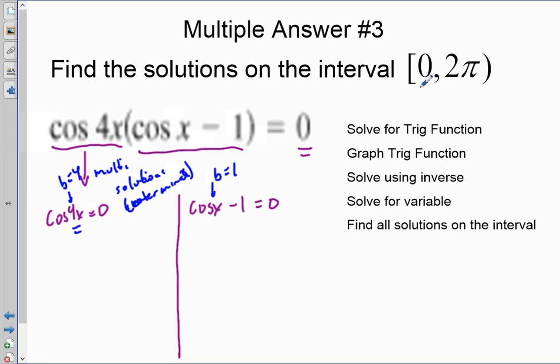Now remember, looking at the problem, we're trying to find all solutions from 0 to 2 pi. So the first step is solve for the trig function. So we're going to solve this one. We're going to get cosine of x. We're going to add 1 to the other side, so cosine of x equals 1.